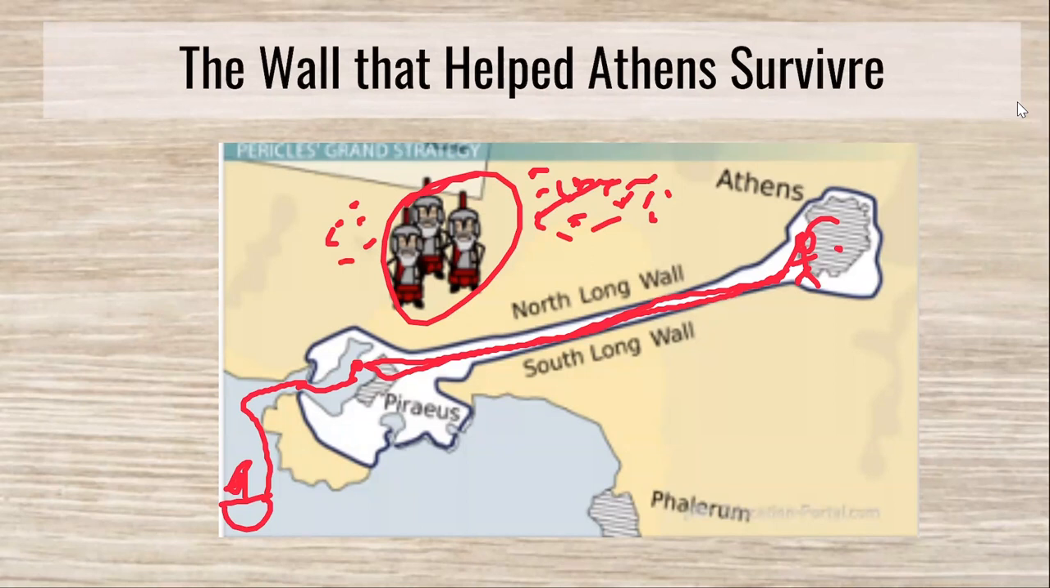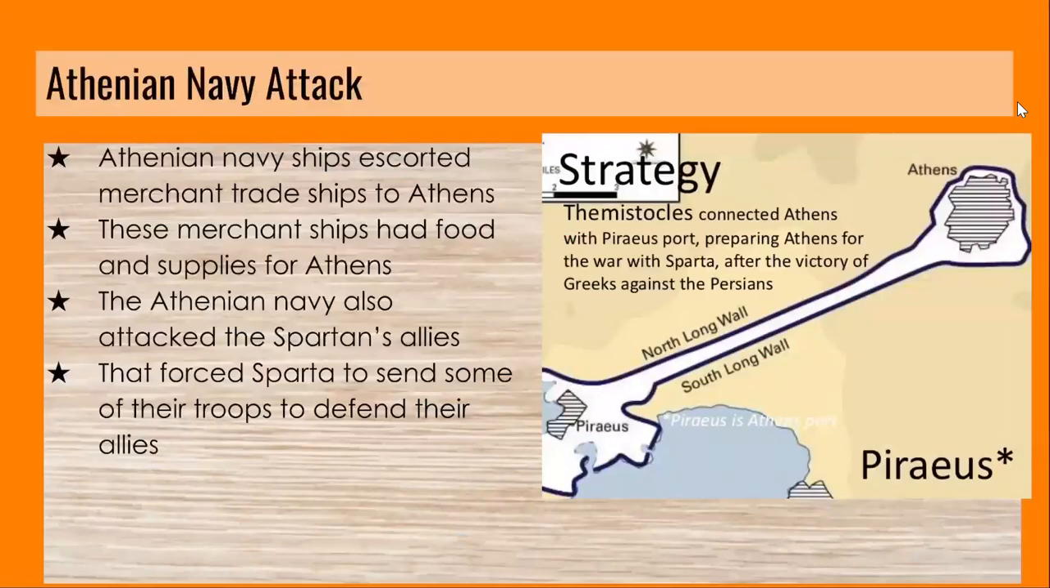So this wall was very important to the city of Athens. All right, I'm going to put an exclamation point because it's very important to them. All right. Let's talk more about this wall and these ships and the sea access point. So, the Athenian Navy attack. The Athenian Navy ships escorted merchant trade ships to Athens.